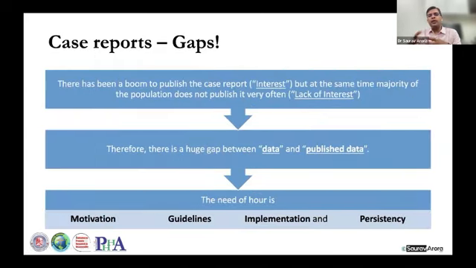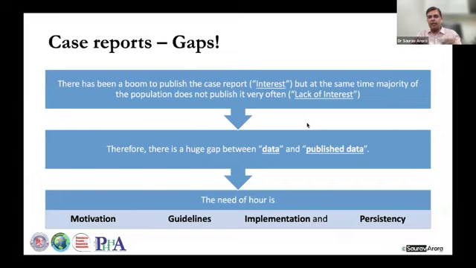Now let us move further. There has been a boom to publish case records. There's interest, but not much of the population is interested in publishing. Lack of interest. Let me give you my own example. I started the Journal of Case Studies in Homeopathy, way back, maybe in 2013, ten years ago. I ran that journal for three years in a row. It was the first open access peer-reviewed journal in homeopathy dedicated to case records. I had to shut it down.